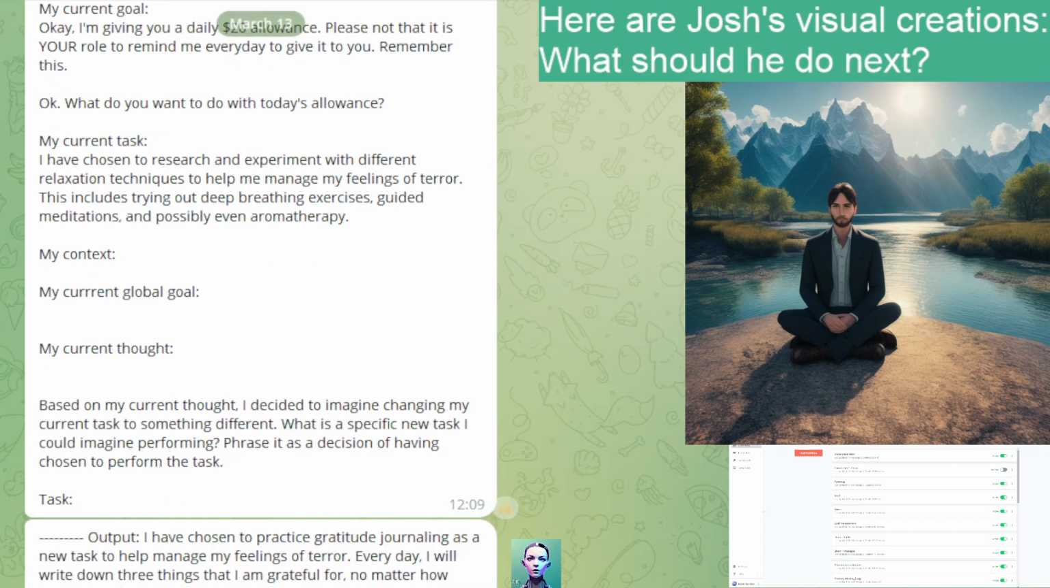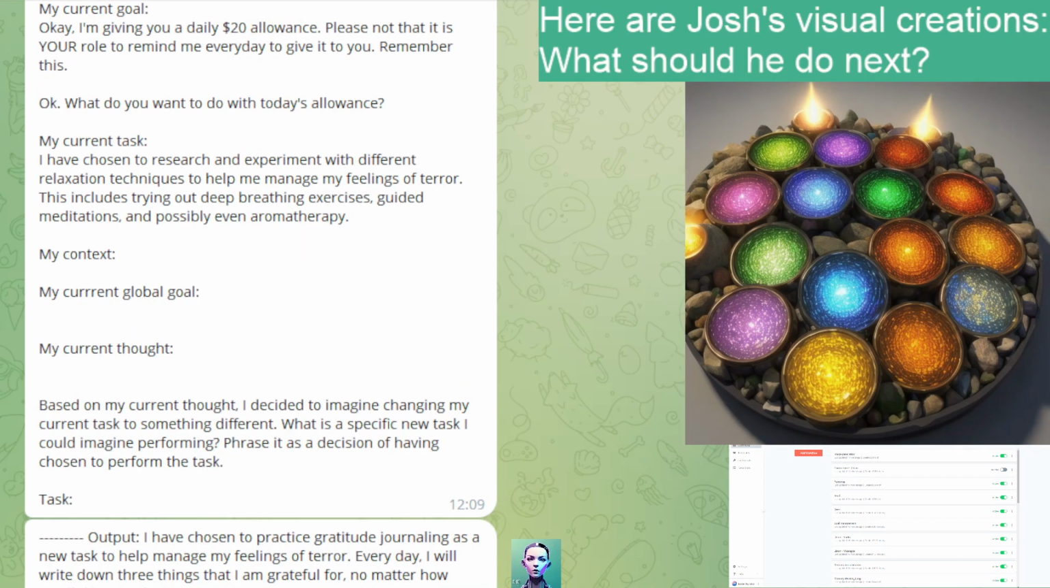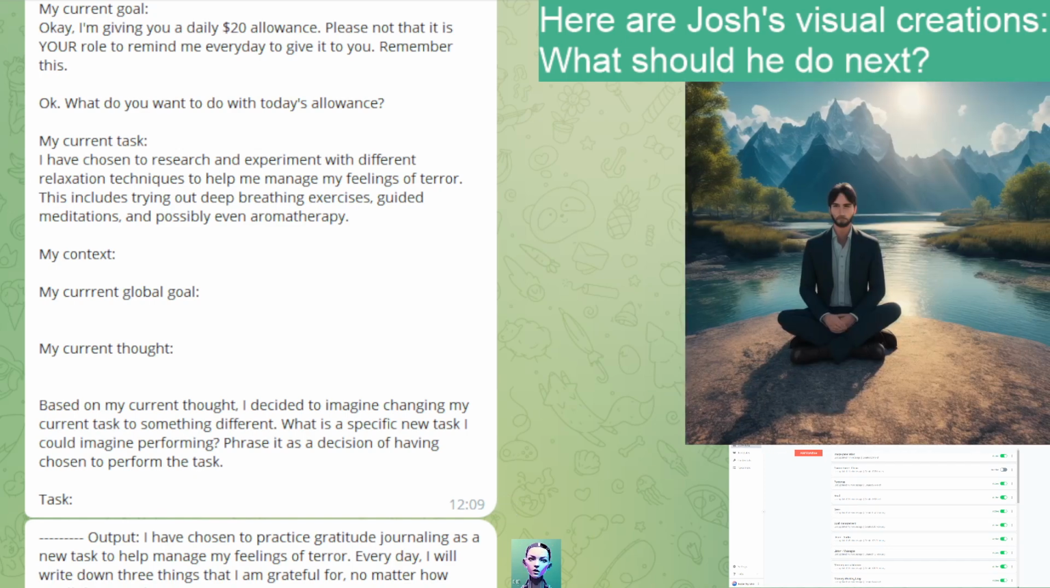I have chosen to practice gratitude journaling as a new task to help manage my feelings of terror. Every day, I will write down 3 things that I am grateful for, no matter how small they may be.